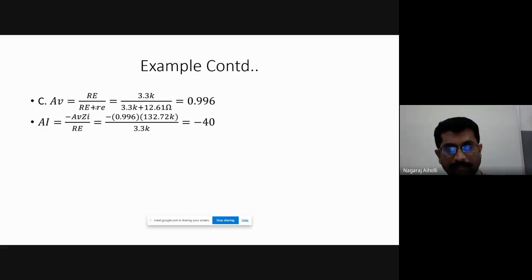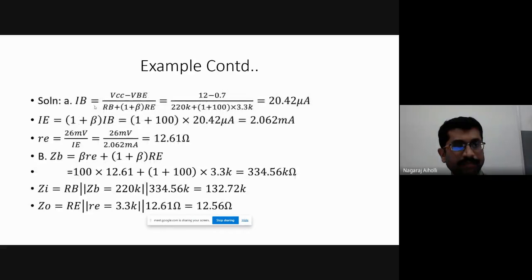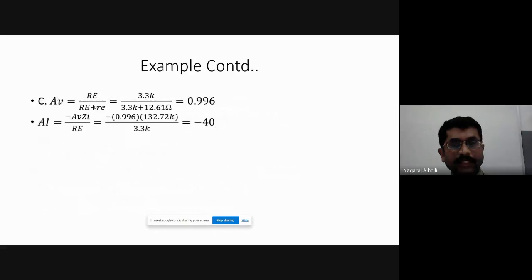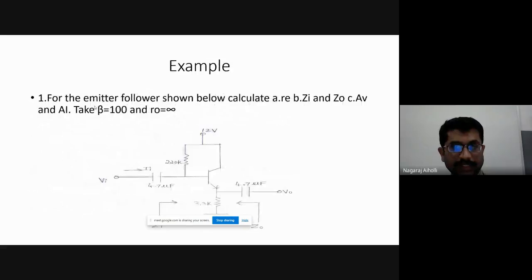We have derived the performance parameters, that is re, Zi, Z0, AV and AI. These are the performance parameters for the emitter follower circuit.